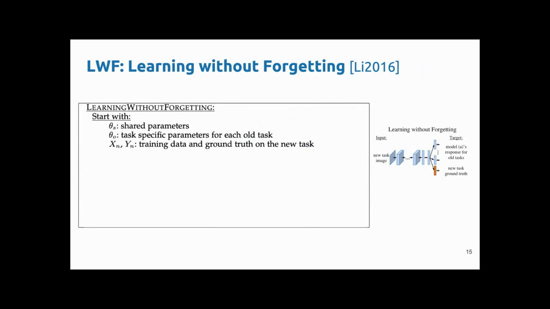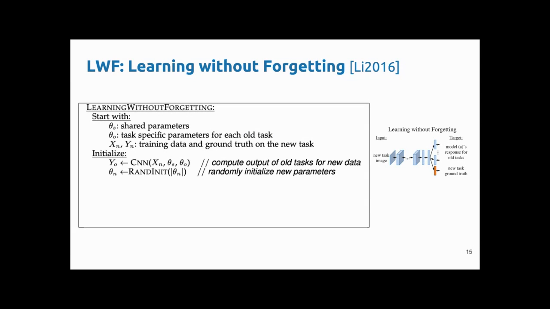The algorithm works as follows. You start with the shared parameters and the parameters you've learned from all these previous old tasks, one for each head. You're provided with the training data and labels for your new task, X_n and Y_n, where n indicates new here. That's the setup you begin with, and your goal is to learn to perform well on new tasks without forgetting previous performance.